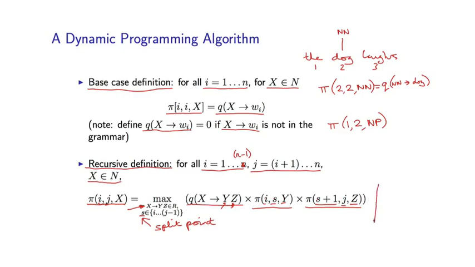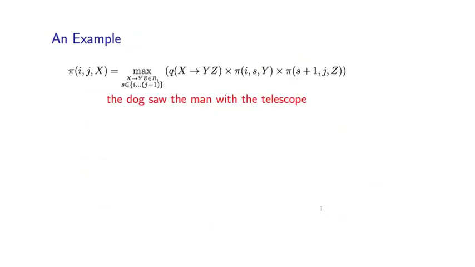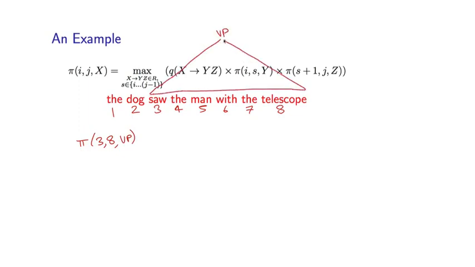Okay, so that's rather abstract. Let me give you an example illustrating why this definition is actually correct. So here's the example. Let's just number these words. And let's say, for the sake of argument, we want to calculate pi 3 8 VP. So that's going to be the maximum probability for any tree with VP at its root, spanning words 3 to 8 inclusive. So firstly, I'm going to write down how this definition plays out, and then we'll justify it.